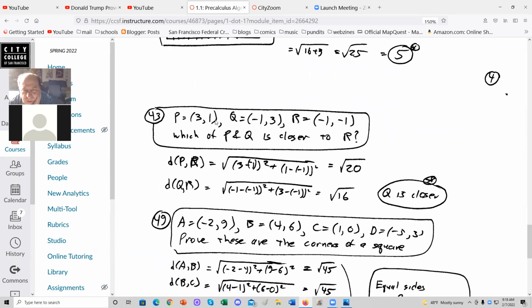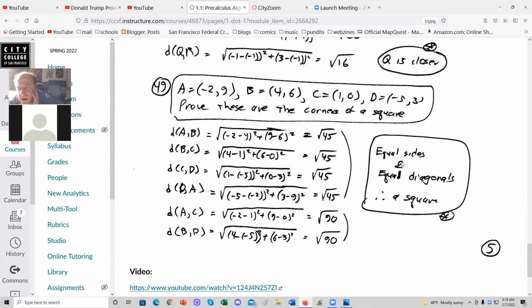All right, here we have 3 points. I want to know which of these 2 points is closer to R. So find the distance from P to R and the distance from Q to R and find out which is smaller. From P to R, it's root of 3 minus -1 squared plus 1 minus -1 squared. From Q to R, it's -1 minus -1 squared plus 3 minus -1 squared here. And after a bit of work, this is root 20 and this is root 16. 16 is smaller than 20, therefore the square root of 16 is smaller than the square root of 20. So Q is closer to R than P is.